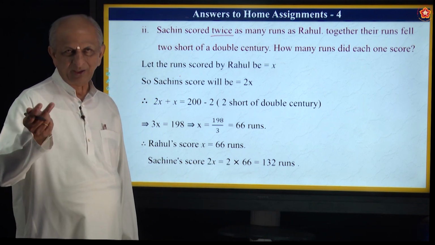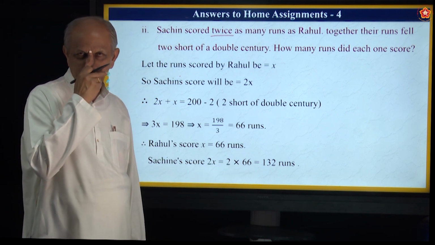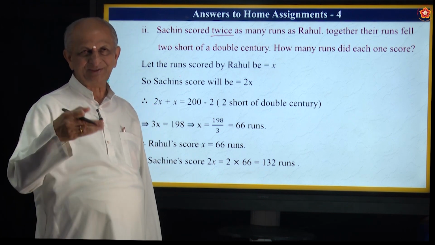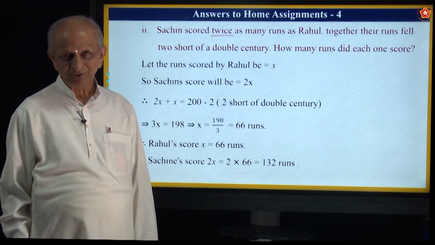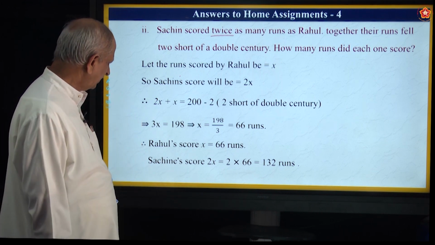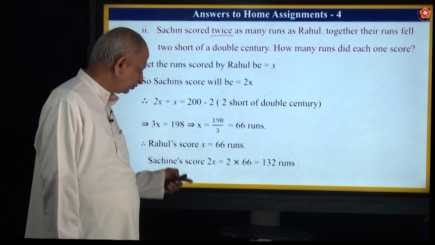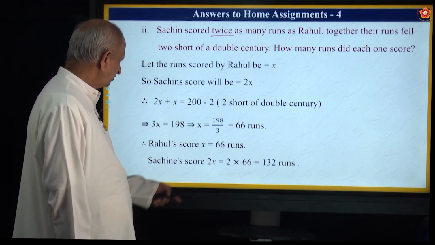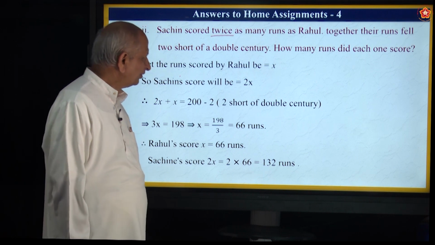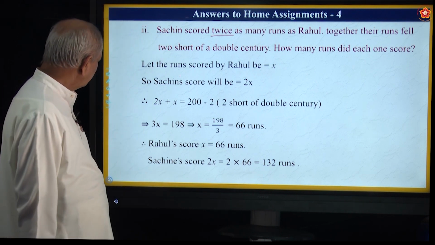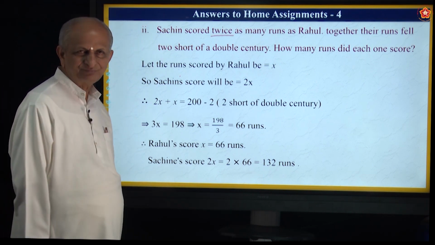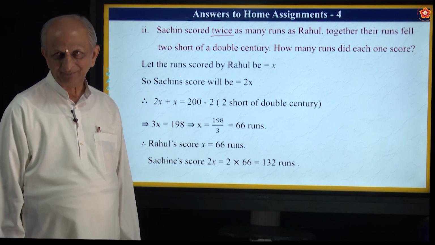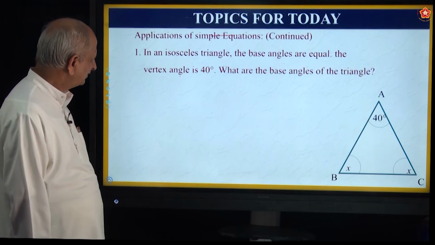Usually when one of the batsmen is playing very fast, the other will be steady. Is it not? He will give the chance to the other batsman to score. So here Rahul gave the chance for Sachin to score more, so that is twice to him. Okay, understood? Very interesting question, which you are experiencing every day. Is it not?